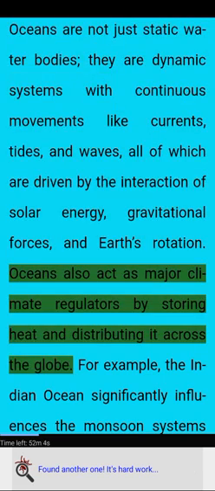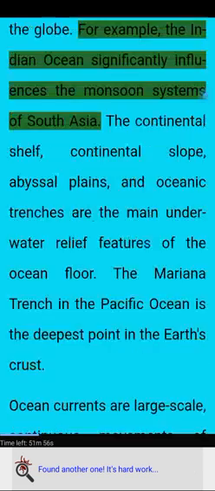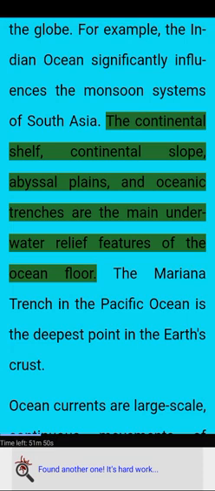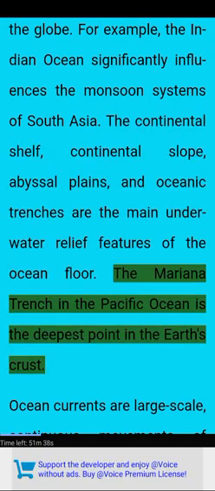Oceans also act as major climate regulators by storing heat and distributing it across the globe. For example, the Indian Ocean significantly influences the monsoon systems of South Asia. The continental shelf, continental slope, abyssal plains, and oceanic trenches are the main underwater relief features of the ocean floor. The Mariana Trench in the Pacific Ocean is the deepest point in the Earth's crust.